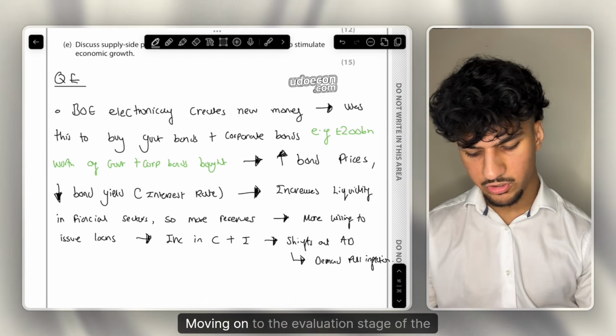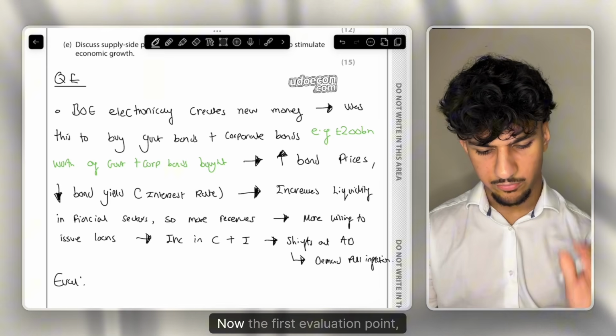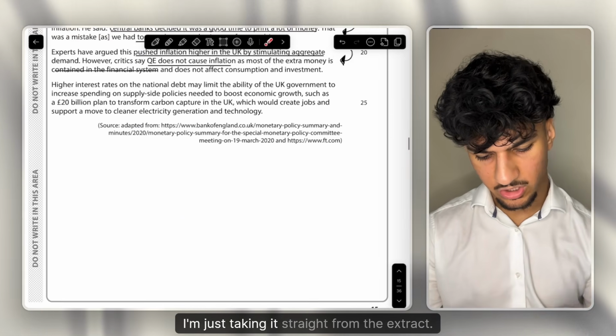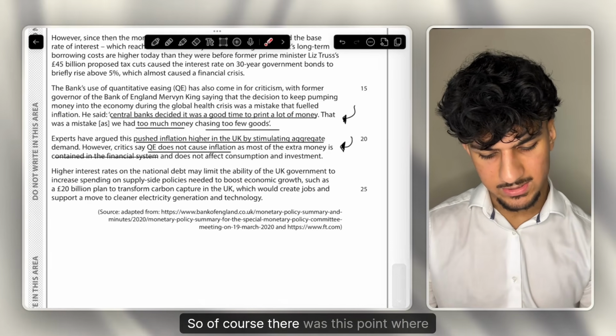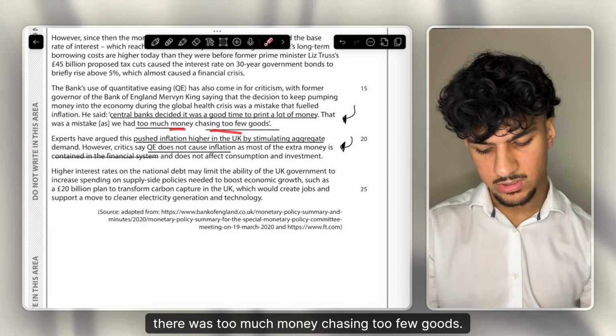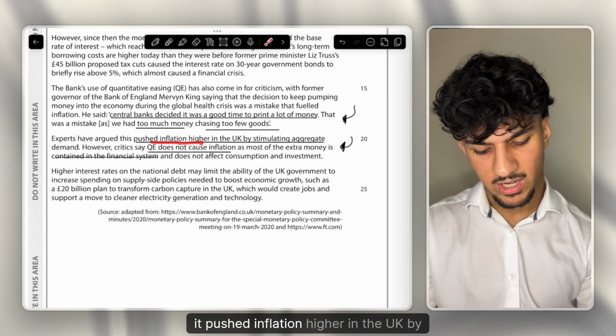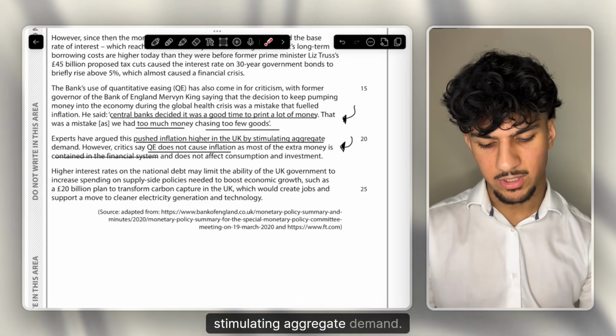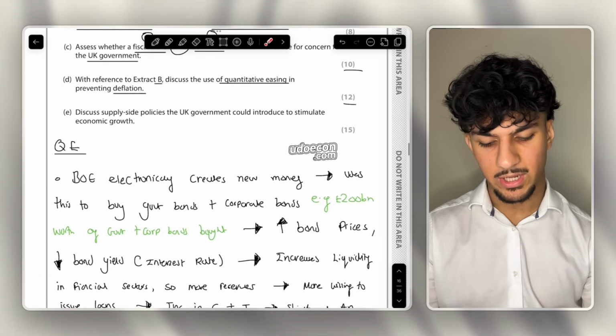of that paragraph. Moving on to the evaluation stage of the paragraph. Now, the first evaluation point, I'm just taking it straight from the extract. So of course, there was this point where there was too much money chasing too few goods. Then it pushed inflation higher in the UK by stimulating aggregate demand. I'm going to use those 2 points in my evaluation.